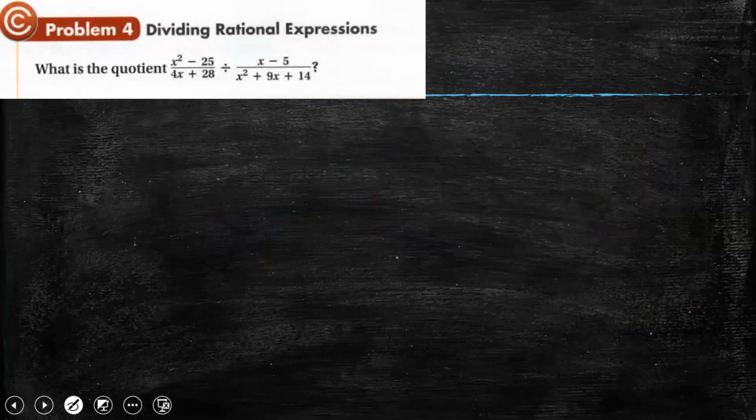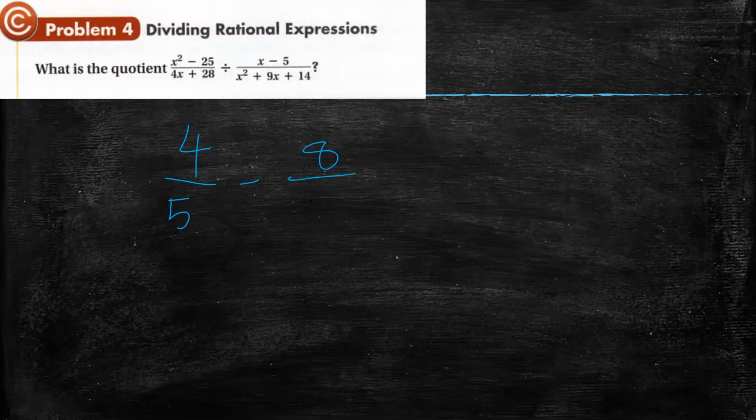Okay. Now let's talk today about how to divide rational expressions. In the previous lesson, we talked about how to multiply. Today, how to divide. Let's go back to numerical fractions. If you have 4 over 5 divided by 8 over 25.